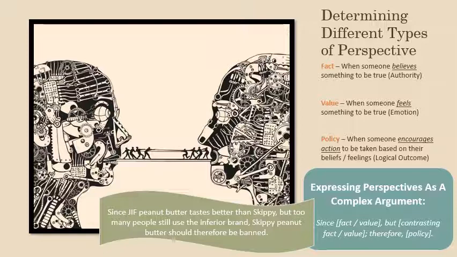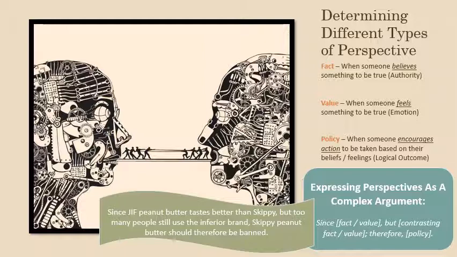The second statement, but too many people still use the inferior brand, that's more of a feeling, that's a perspective of value. Number one, do we know how many people are using it? We don't. Number two, we are ascribing some value to the brands, that one is better than the other, and so we've taken the fact of taste and put a little bit more value on it and are kind of ranking people based on what peanut butter that they like.